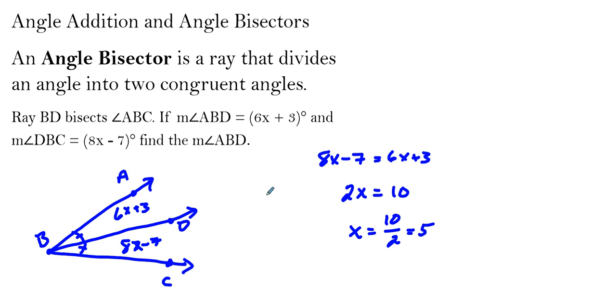And we want the measure of angle ABD. We know x now. So if ABD is equal to 6 times x, or 5, plus 3, that gives us 33.